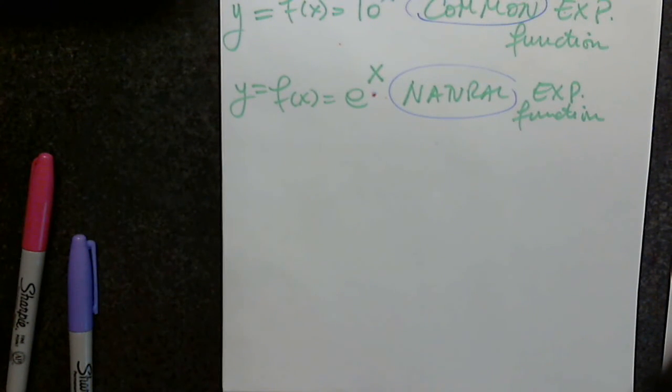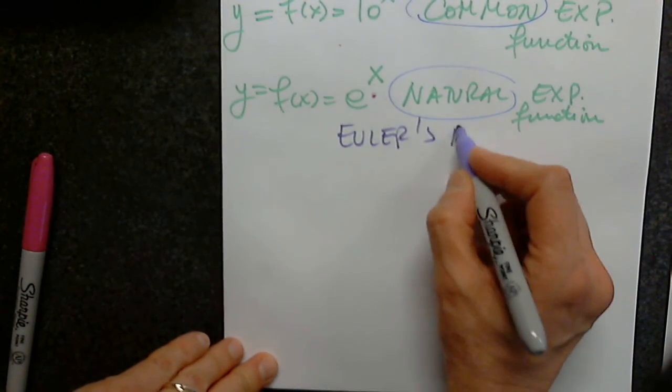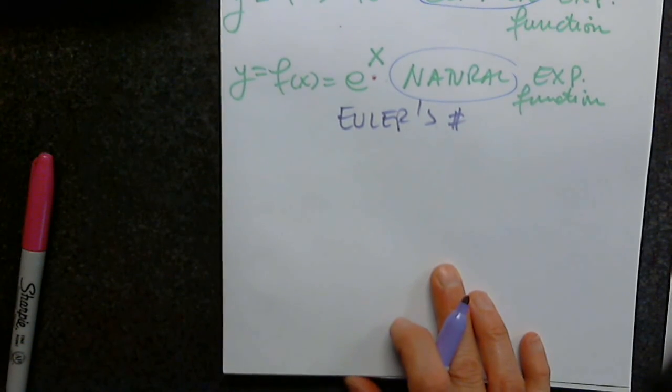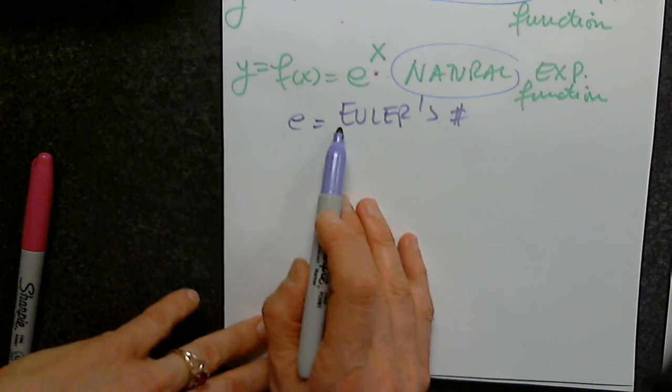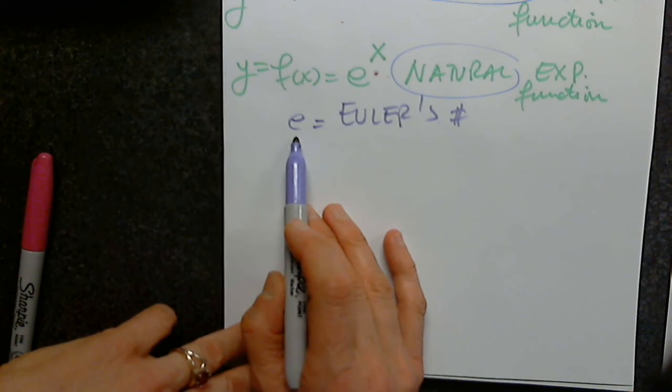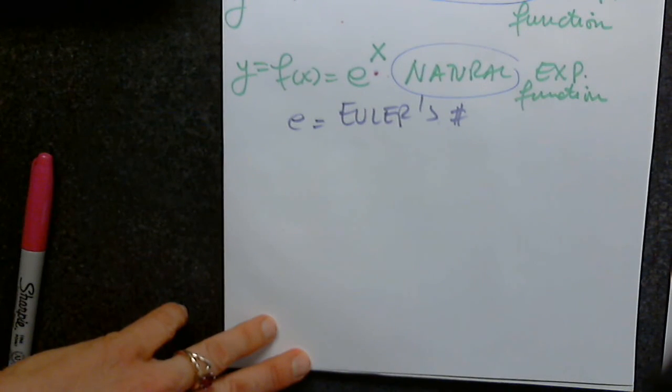The name of this number is Euler's number. He invented it, and he showed how useful it is in real life applications. I think he was Swiss. So this is Euler's number, and that's why it's e. They used a lowercase e standing for his name.